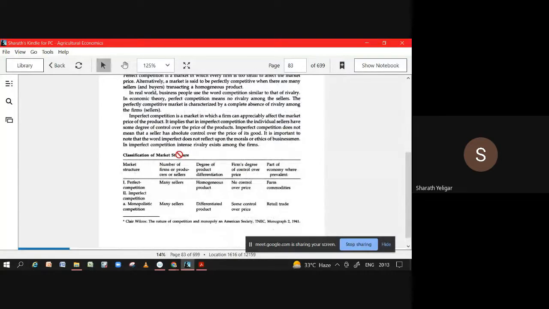So classification based on number of producers, degree of product differentiation, firms' control over price, and part of economy where prevalent. Okay, this you have to write on your own. Now you are reading; it looks very simple, but you have to make this table, and that's for perfect what will come, for monopolistic what may come. Because that time you try to understand why differentiated product is there in monopolistic. Because in monopolistic competition and perfect competition, the only difference is here. Okay, this is for JRF.